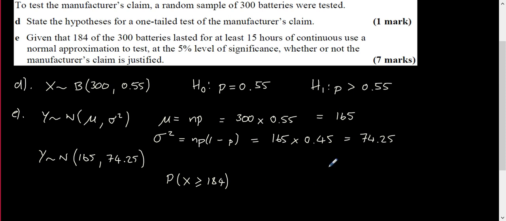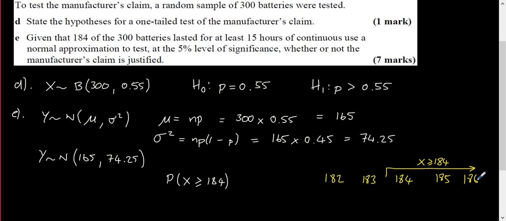Now, in approximating this, we are using a continuous distribution instead of a discrete distribution. So we have to think about what's called continuity correction. I'm just going to write a little number line over here, 182, 183, 184, 185, 186, just to illustrate what we're doing. If x is greater than or equal to 184, then we are looking at all of these numbers from 184 and above.